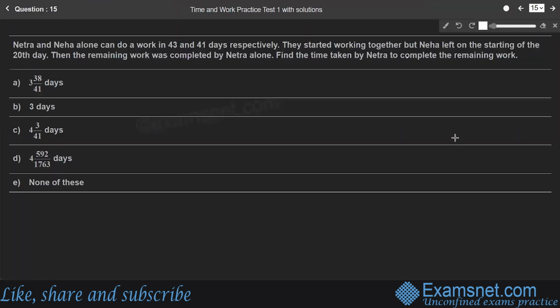Question number 15. Netra and Neha alone can do a work in 43 and 41 days respectively. They started working together, but Neha left at the starting of the 20th day. Then the remaining work was completed by Netra alone. Find the time taken by Netra to complete the remaining work. So to complete some amount of work, Netra takes 43 days of time. We'll consider total work as W here.